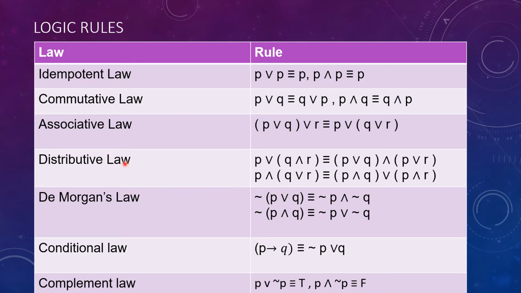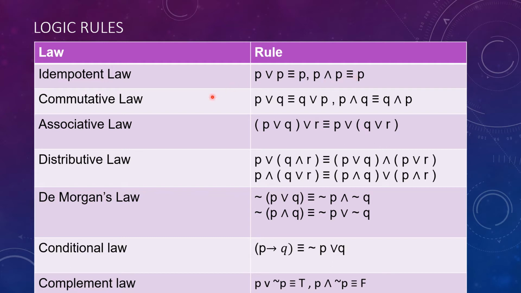Okay. Now let us learn first the idempotent law. Now what does it say? For OR combination, for P or P, the answer remains P. Why? Because if P is true, it will be true or true, that is true. If P is false, it will be false or false, it will be false. So the answer depends on the value of P. So P or P will be P. At the same time, P and P will also be P, because again the answer depends on the value of P.